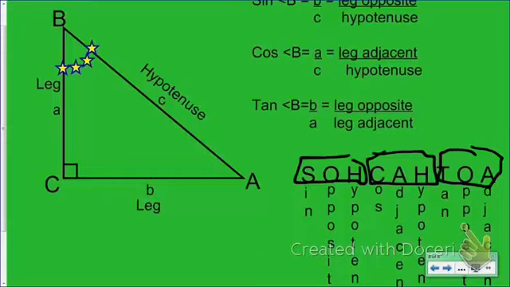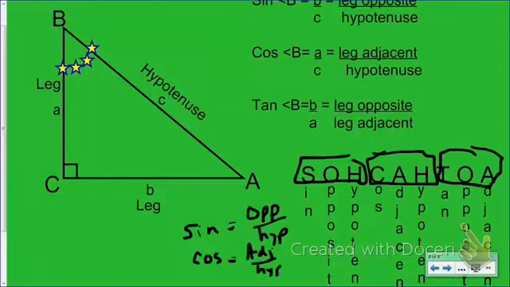So sine goes S-O-H. So you can see what that means is sine equals O over H. So that would be opposite over hypotenuse, SOH. The middle letter is the top of the fraction part, and the last letter is the bottom, or the denominator. So CAH, C-A-H, cosine equals A over H. So that would be adjacent over hypotenuse. And then TOA, T-O-A, so tangent equals O stands for opposite over A, which stands for adjacent.